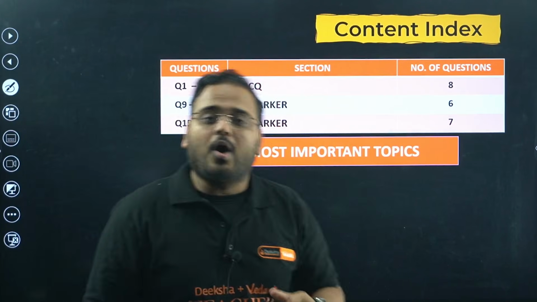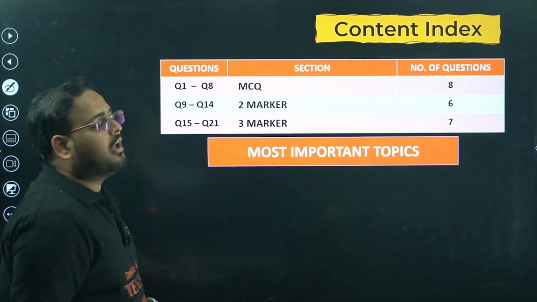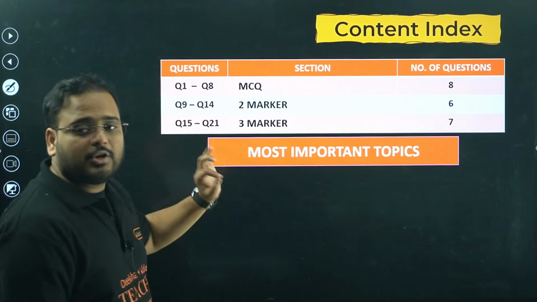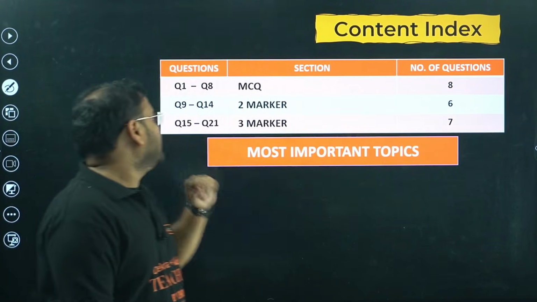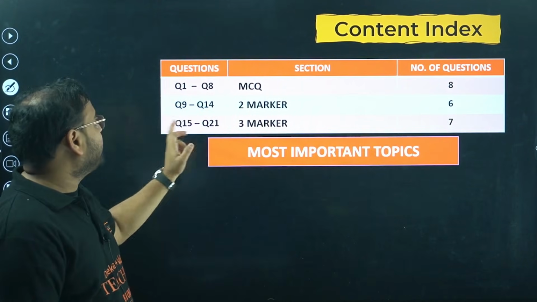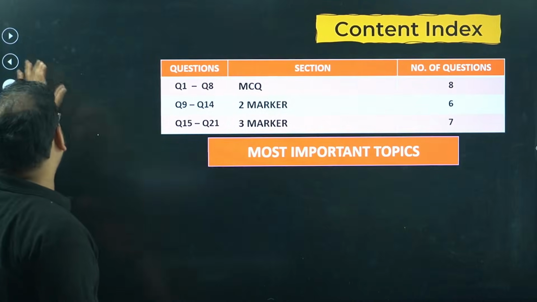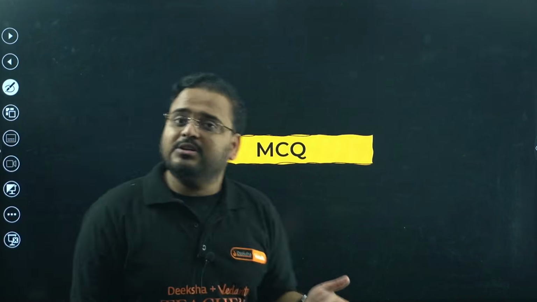Next, the content index of what we have on offer for all of you today in this session is very simple. 1 to 8 is your MCQs, a total of 8 questions there. Then you have 9 to 14 as 2 marker, 6 questions there, and 15 to 21 as 3 marker, 7 questions there. Next, let's start question number 1 from MCQs.